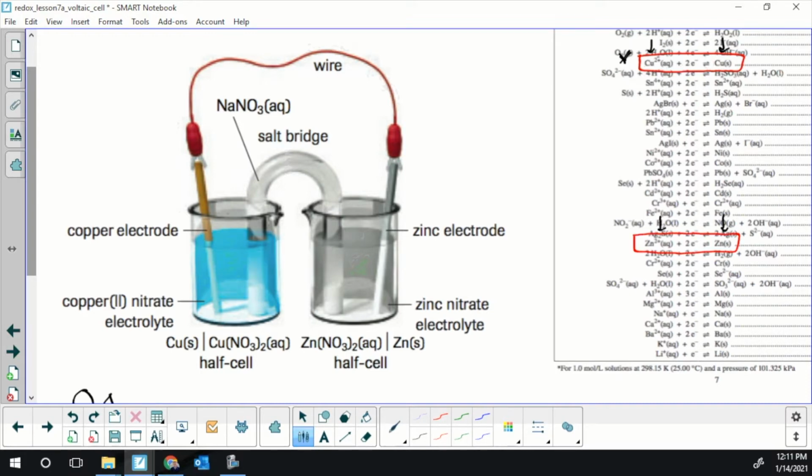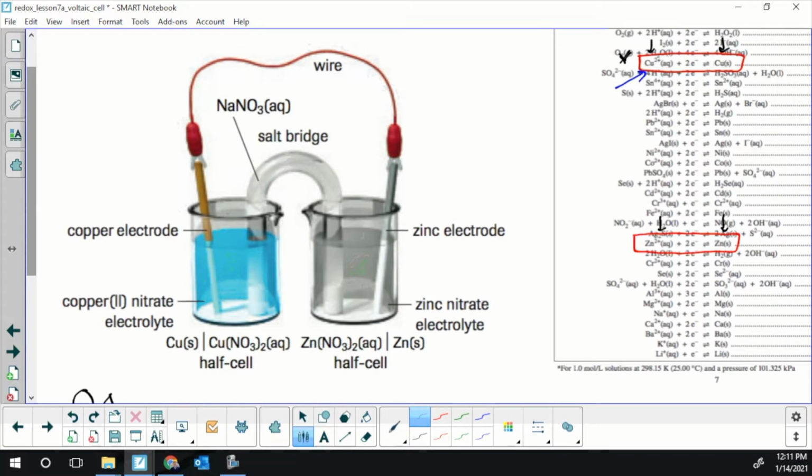Now, we don't need to go and write out a big list. Whatever half reaction is higher up will always have the best OA, because the best oxidizing agent is the one that's higher up in the first column. So our strongest OA, okay, is going to be copper 2+. Our strongest OA is in this beaker. This is the beaker that has the oxidizing agent.